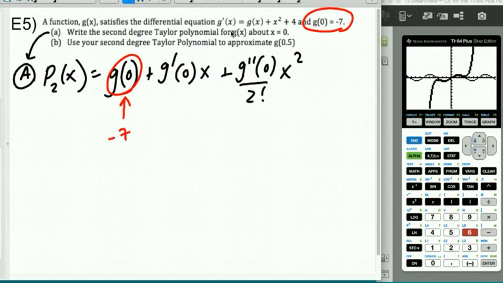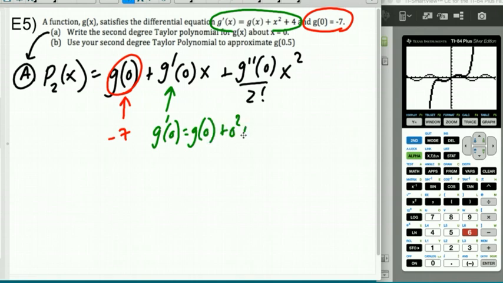I can find g prime of 0 because I was given a formula for g prime, right? So g prime of 0 should be g of 0 plus 0 squared plus 4, which is a -7 plus 0 plus 4, or a -3. So I now have a number for g prime of 0.